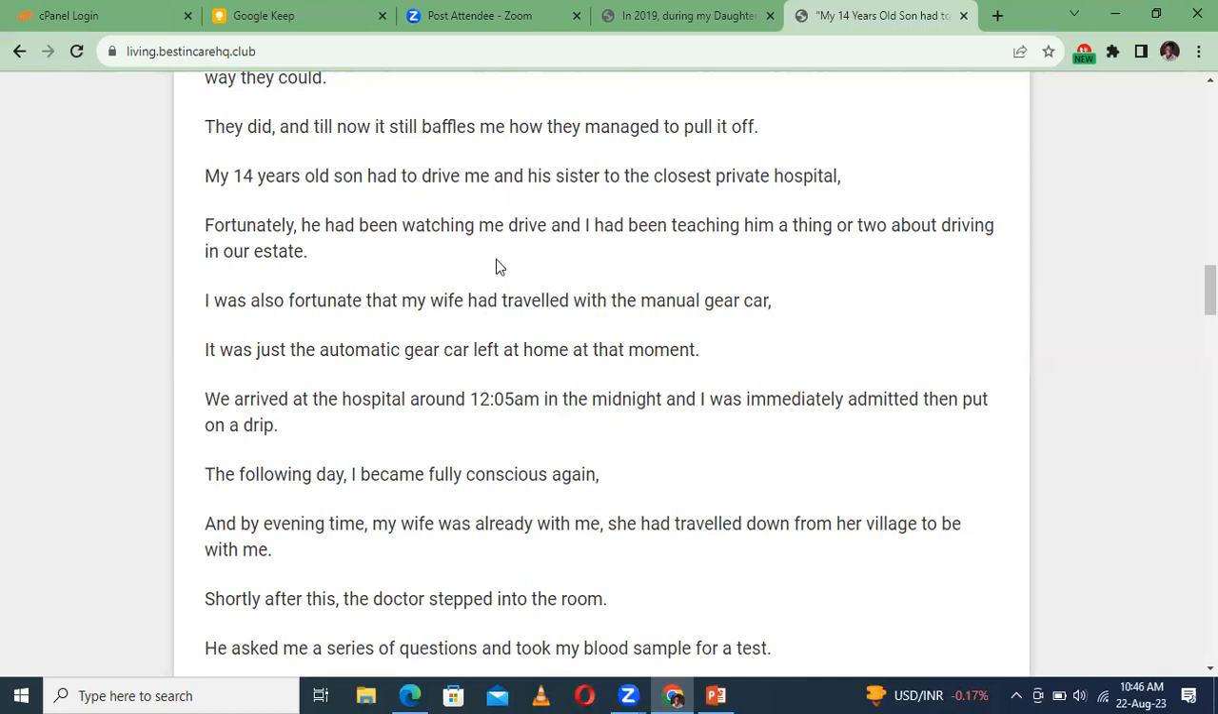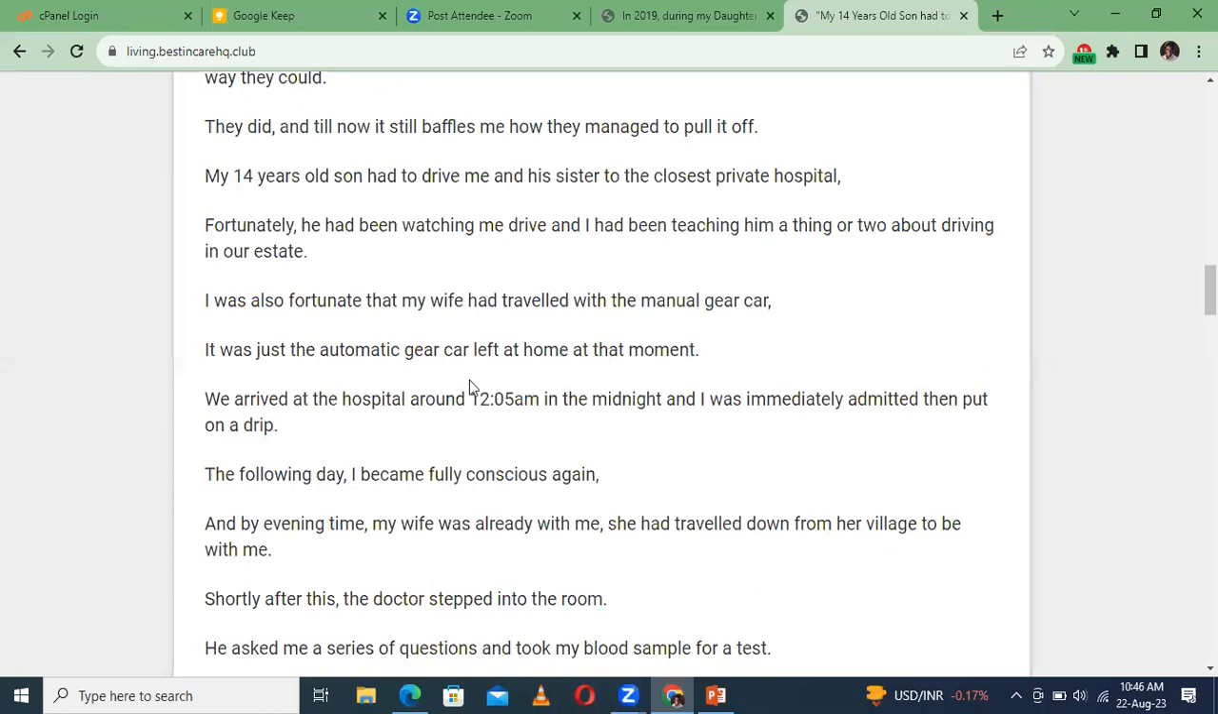That's good. Then also, if you take notes here, you notice that I said I've been teaching him about driving in our estate, and then he carried his dad to the closest private hospital. So you know that it's not that he drove to one distant location, or was driving on the expressway at a dangerous speed. So let's move the manual gear car.